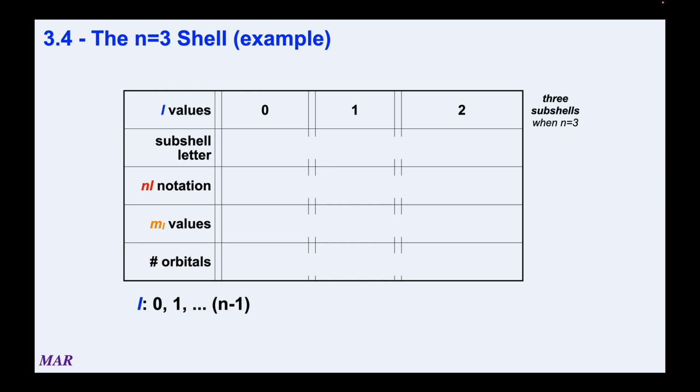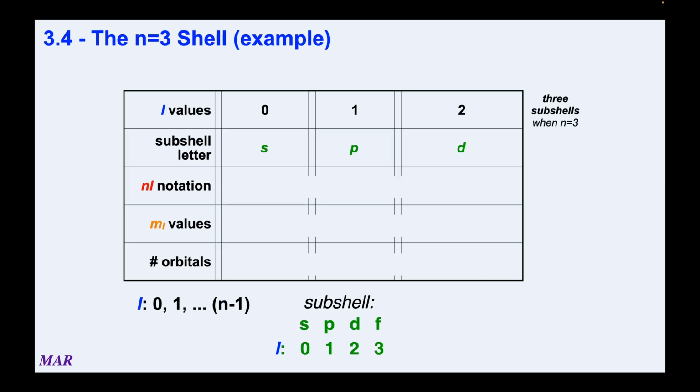Now the letters that go along with this is where you do the SPDF notation. L equals 0 is S, L equals 1 is P, L equals 2 is D, etc. So instead of talking about L equals 0, scientists will usually say the S subshell or something like that.